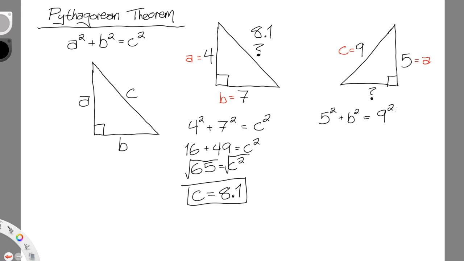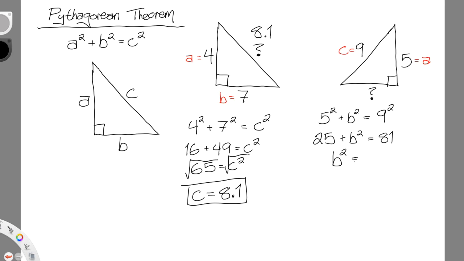So now that we've learned our lesson about taking the square root of this, we need to rearrange things first. So let's start to simplify this. 25 plus b squared equals 81. We are still not ready to take the square root yet because we have a plus sign here still, so I'm going to move that 25 over to the other side. Subtract 25 from both sides.